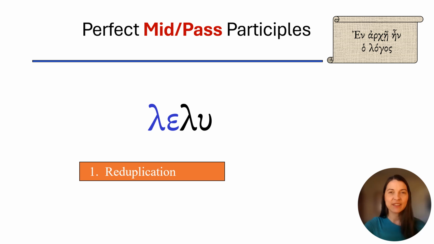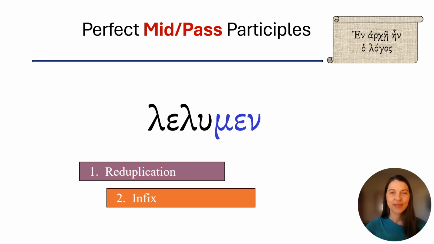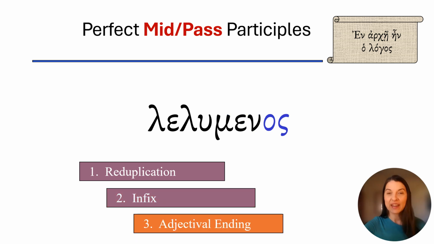And in the perfect tense, just like in the indicative, you have a middle passive paradigm. You don't have the middle separately from the passive like you do in the aorist. So for your middle passive participles, you're going to start with reduplication and add the infix, that middle passive marker, the men. And then you'll be adding on your adjectival ending. And altogether here you have lelumenos. This is your nominative singular masculine form.